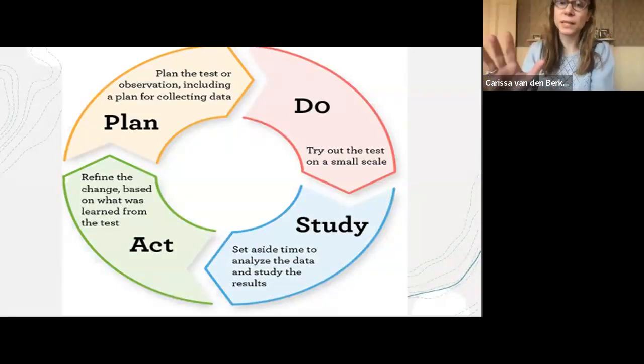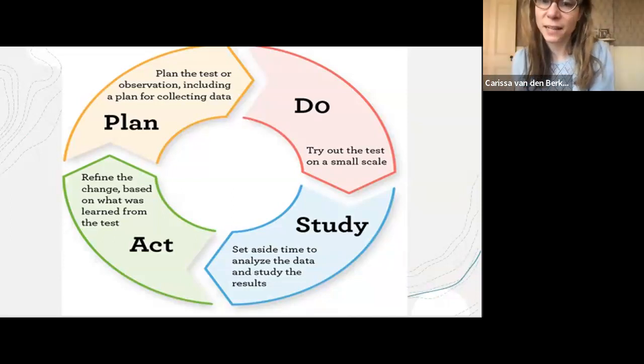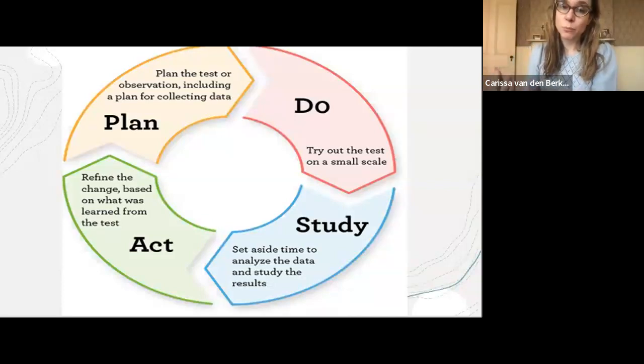Essentially, this is a really easy, straightforward way of dealing with an environment with a very simple solution. So essentially, you start with plan. You plan the test or observation, including a plan for collecting data. Then you try it out on a small scale. Then you set aside some time to analyze the data and study the results. And then you refine the change based on what you've learned from the test. And then you can do the whole thing over again.